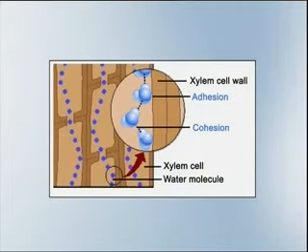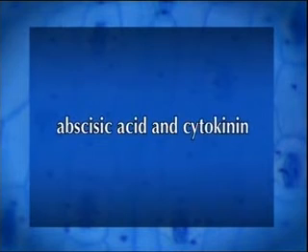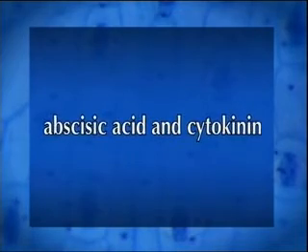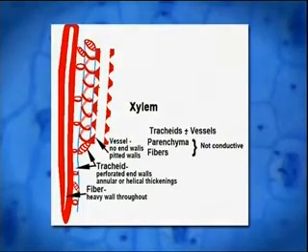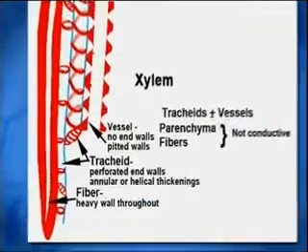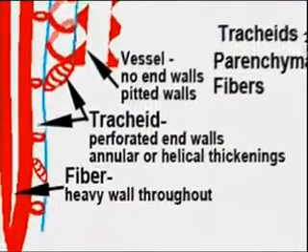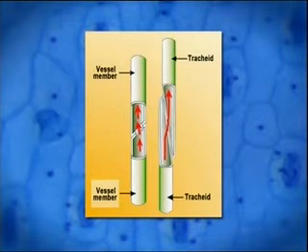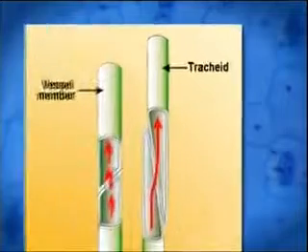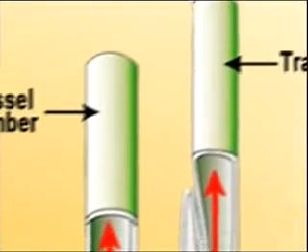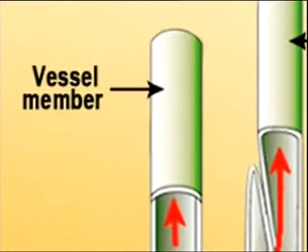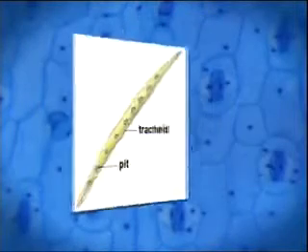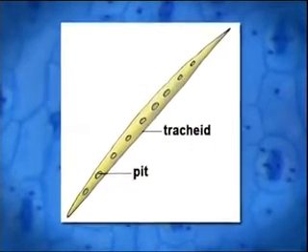It also transports plant hormones like abscisic acid and cytokinin and provides mechanical support to the plant body. The principal cell types of xylem are number 1, tracheary elements, number 2, fibers, and number 3, parenchyma cells. Tracheary elements. Two fundamental types of tracheary elements occurring in the xylem are tracheids and vessel members, or so-called vessel elements. The tracheid is the fundamental cell type in the xylem.